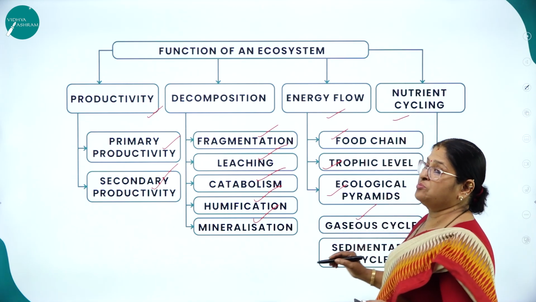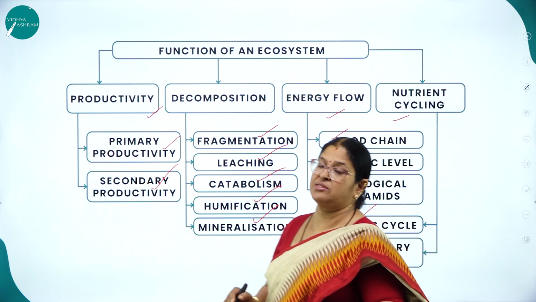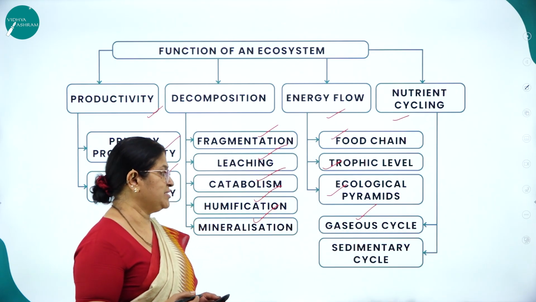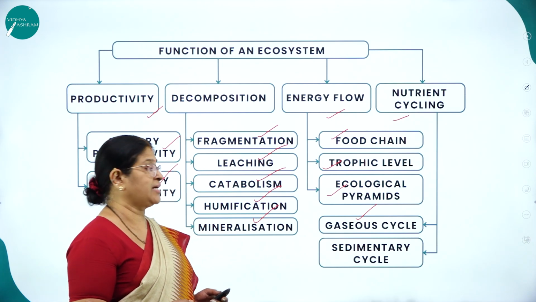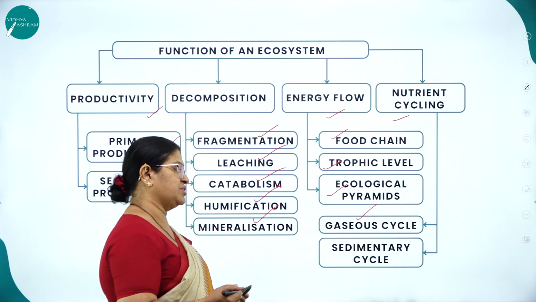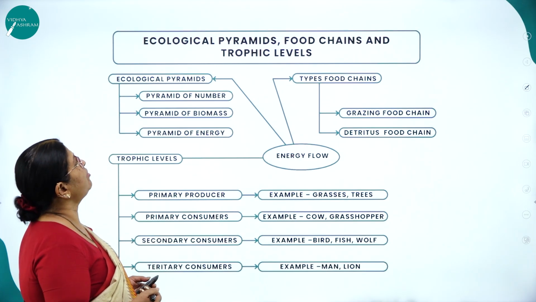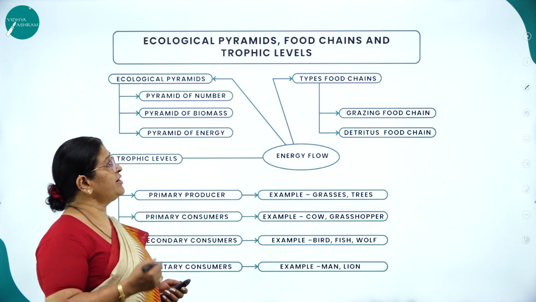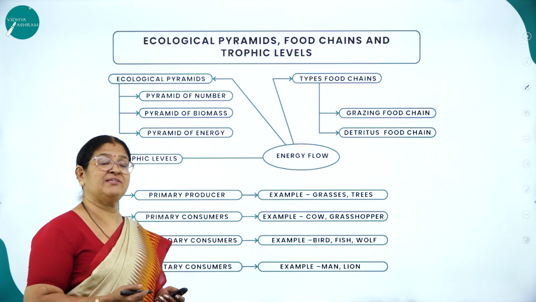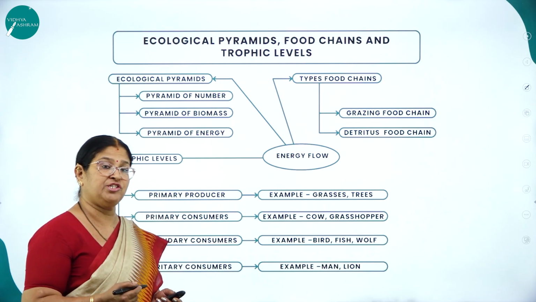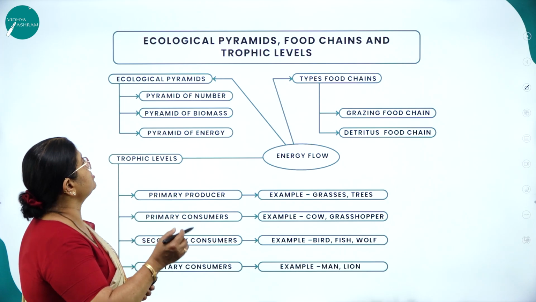Nutrient cycle is broadly classified into two cycles. One is the gaseous cycle, mainly consists of the carbon cycle and nitrogen cycle. The sedimentary cycle consists of the phosphorus cycle. Then moving on to ecological pyramids, food chains and trophic levels. Already I said, what is ecological pyramid? It is a graphic representation of the different trophic levels of a food chain. So it consists of what?